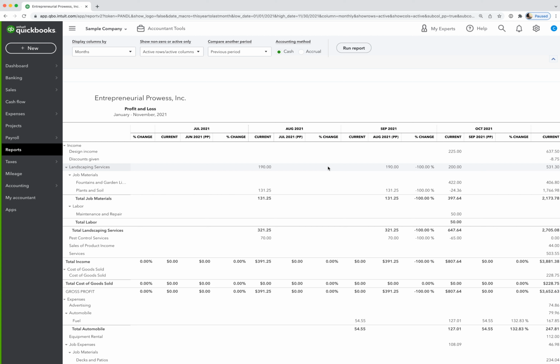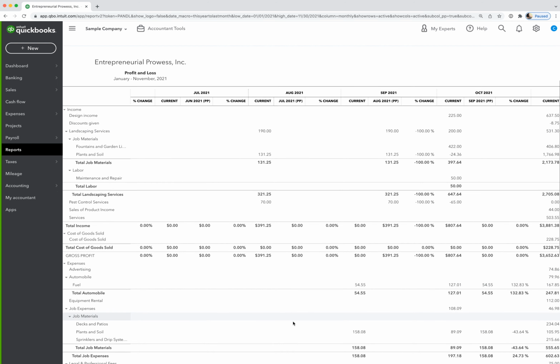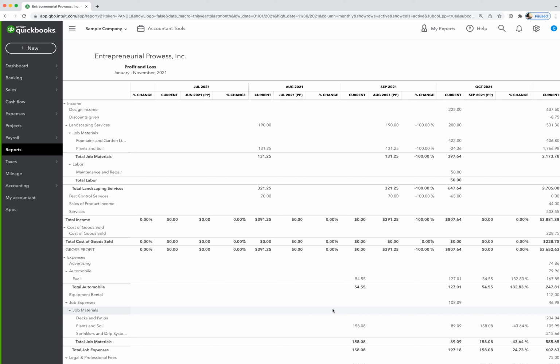Maybe the end of the season happened and it's just slower. But again, you want to look at that information and just try to understand why it happened. And same thing with expenses. You might say you saw a decrease of 30% between July and August in a certain expense account.